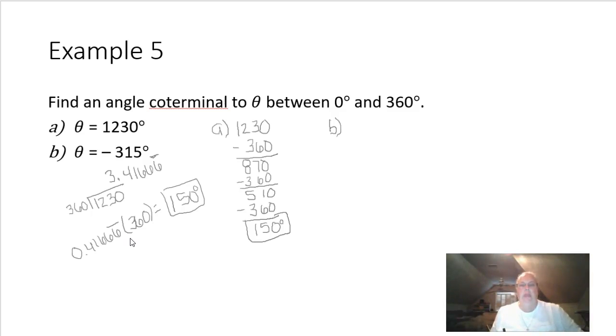Alright, for B, our angle we're starting with is negative 315 degrees. Now, this is less than 0, which means that we're going to have to add 360 until we get to an angle that's between 0 and 360. Well, negative 315 plus 360 in the calculator is going to give me 45 degrees, and that is within my interval.